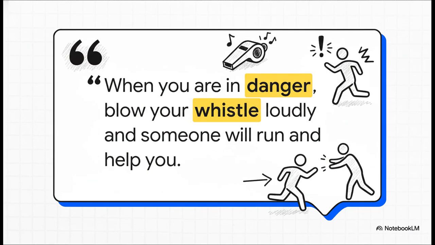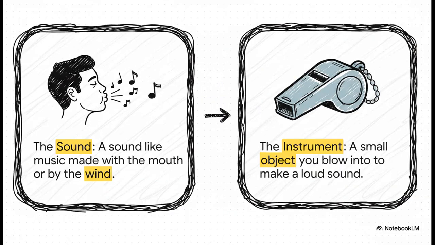This example is just so practical. It gives the word a clear, real-world context that anyone, anywhere in the world can understand. It's pretty easy to see why this meaning of whistle would make the cut for an essential word list. So let's just put them side by side. As a noun, whistle can be the sound itself, made with your mouth or by the wind, or it can be the little instrument you blow into. Basic English makes that distinction crystal clear with absolutely no confusion.